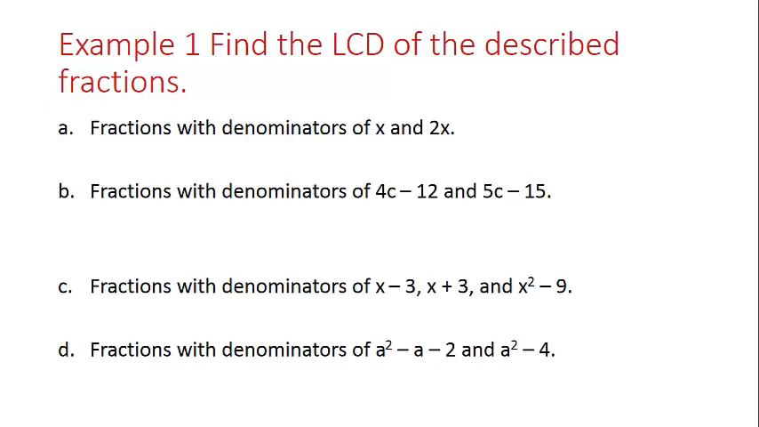We want to find the least common denominator of the described fractions. First, fractions whose denominators are x and 2x. If we look at the factorization of each of those denominators, x is as simple as it gets. 2x is simply 2 times x, so the least common denominator is built from those factors. We need an x for the first denominator, and for the second denominator we need a 2 times an x. We already have the included x, so the LCD is simply 2x.